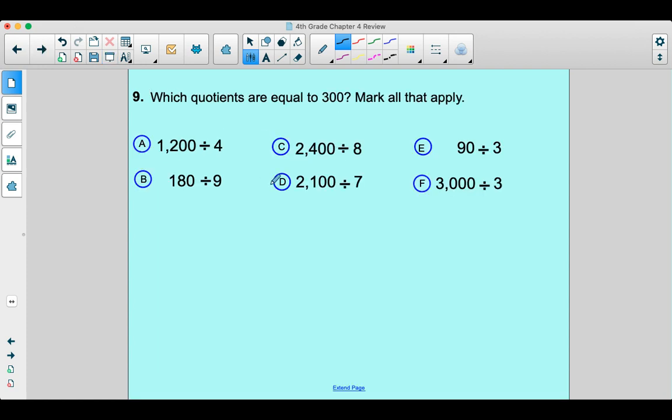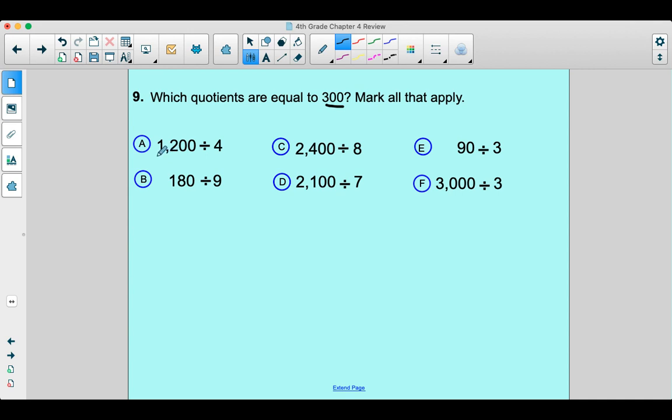Number 9, which quotients are equal to 300? All right, mark all that apply. We can do this. All right, so quotient. So I know I'm dividing and equal to 300. All right. Oh, it's basic fact time. I just looked at the numbers and I'm like, okay, I got this. Here we go.